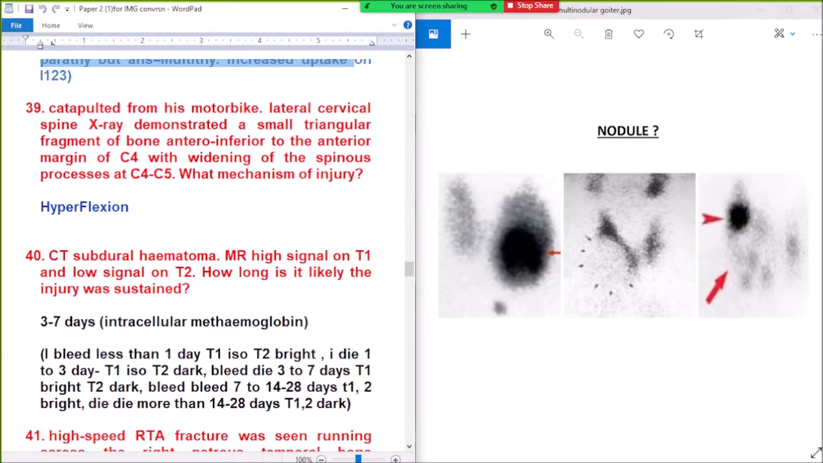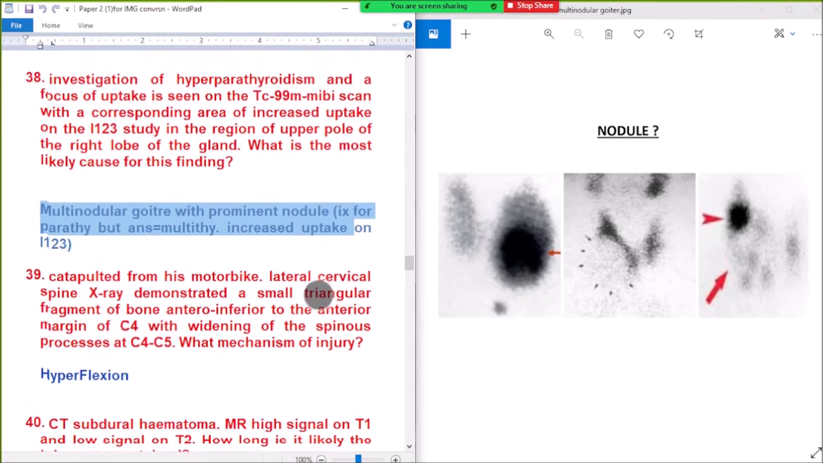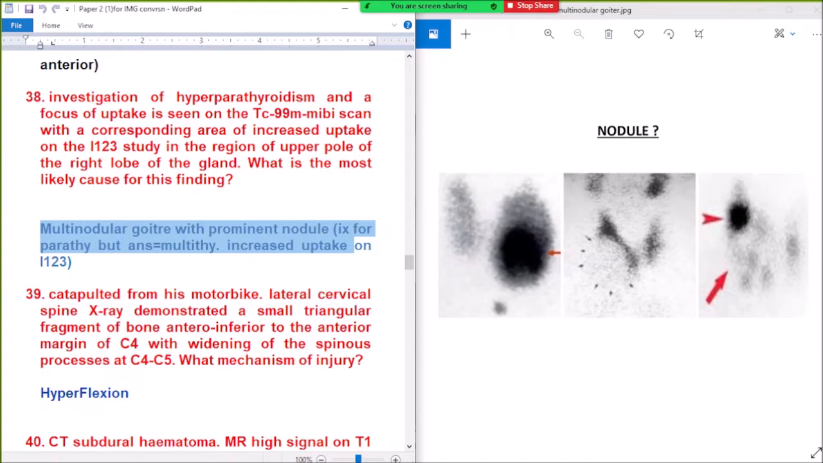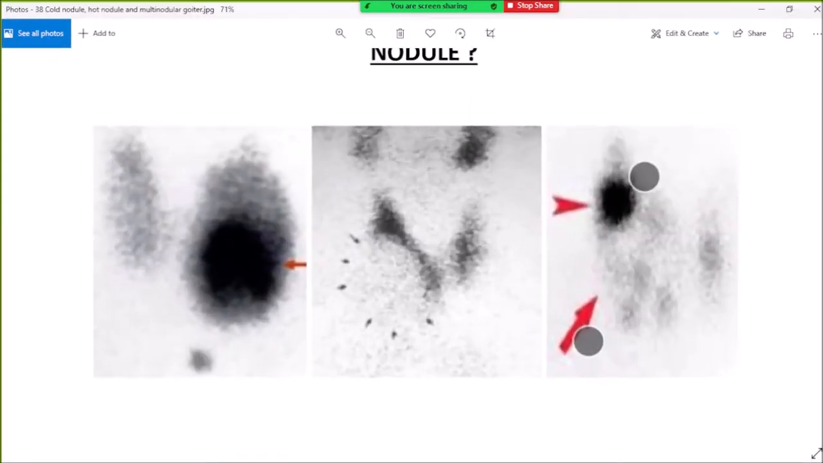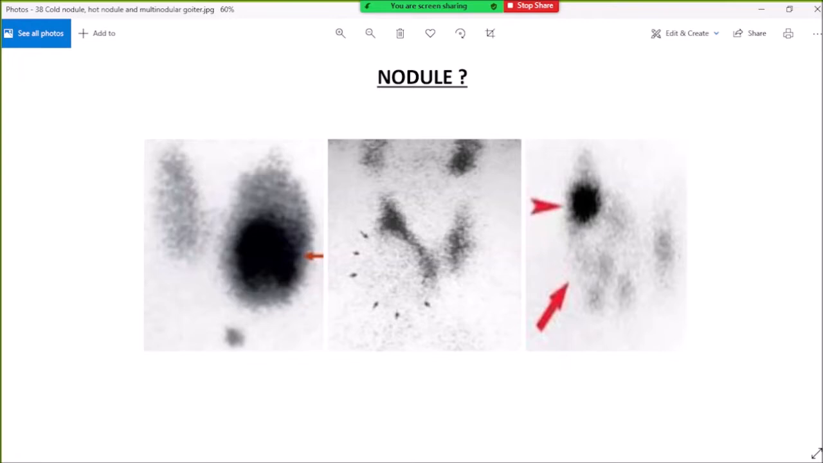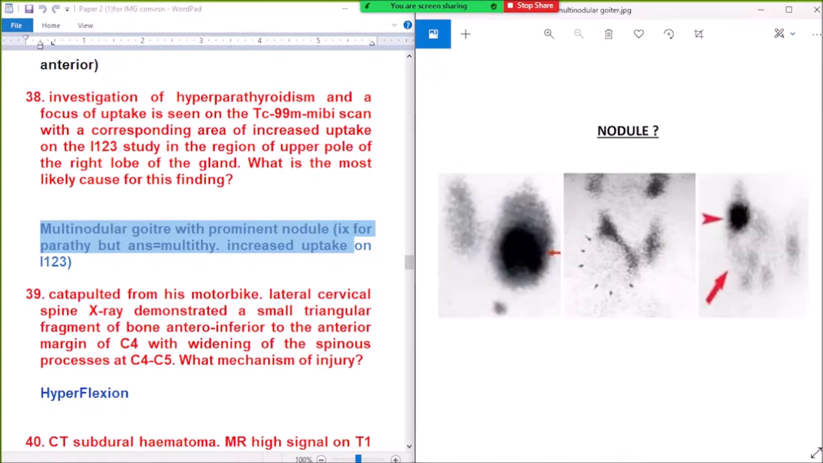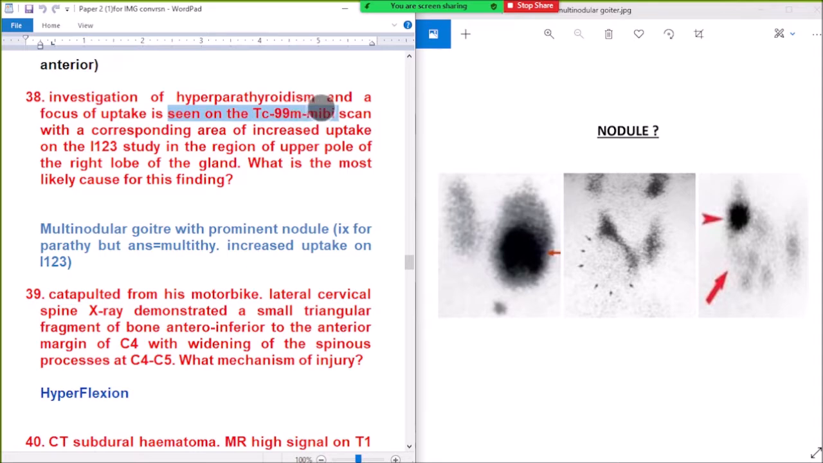Next question number 39. Excuse me. One question is how we can differentiate between technetium MIBI scan and iodine 123. But I'm not sure. I'll just see that afterwards. I'll check afterwards and I'll tell you. In the group I'll discuss. I can't remember now. Okay, sir.